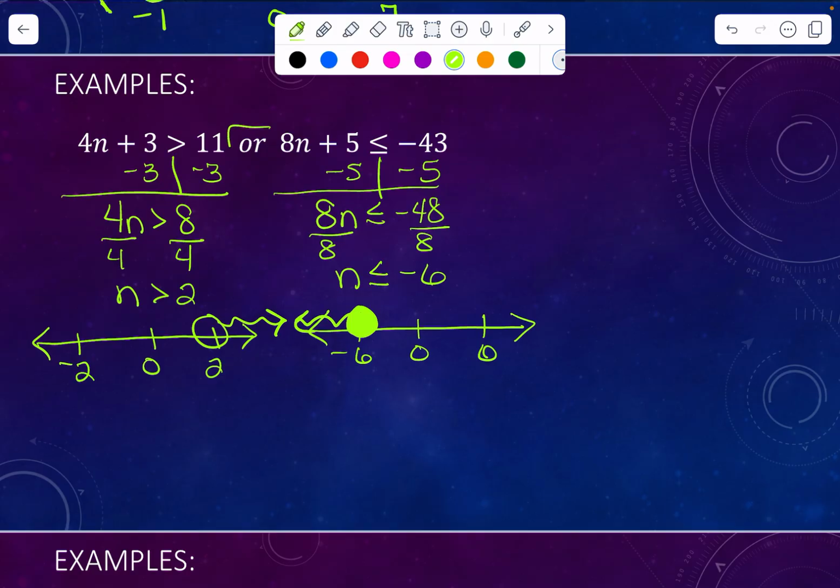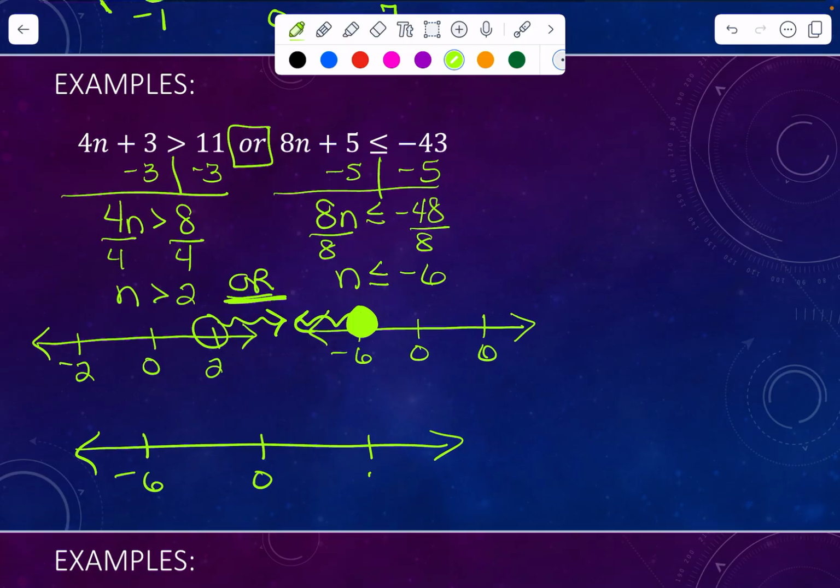It's an OR statement, okay? So I'm going to come in here now, and I'm going to draw my graph. And remember, this graph will be everything from both of them. So negative 6, 0, and 2. I'm going to close it at negative 6, and I'm going to shade to the left. I'm going to open the circle at 2, and I'm going to shade to the right. And that is how we do OR statements.